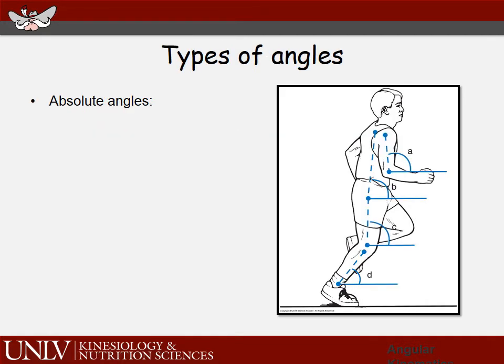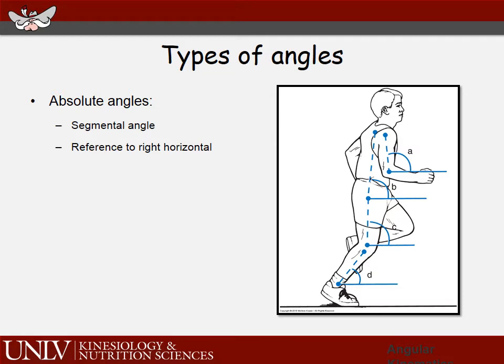So when we talk about the types of angle, there's two general types of angles. There's going to be an absolute and there's going to be a relative. Now what we're going to do first is go through the absolute angles. And these are the segmental angles, so your thigh, your hip, your arm, your trunk. And what these are going to be is they're referenced to a right horizontal typically.